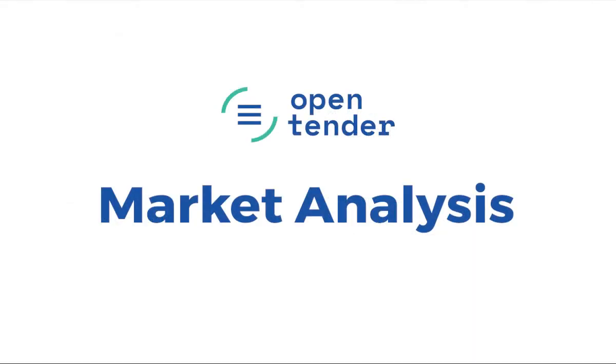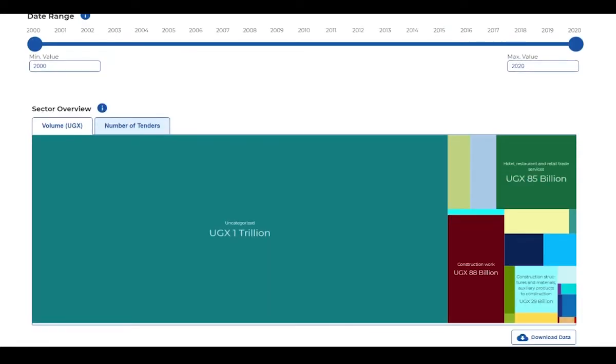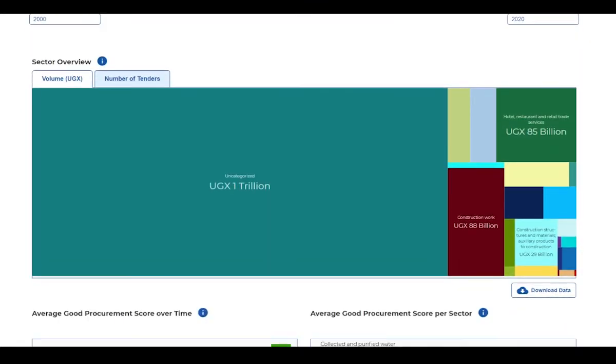On the market analysis dashboard, for example, you can get a good overview of the structure of expenditure, how much money the state spends on what kinds of things. You can see market volume broken down by sectors and years, and you can see good procurement scores.